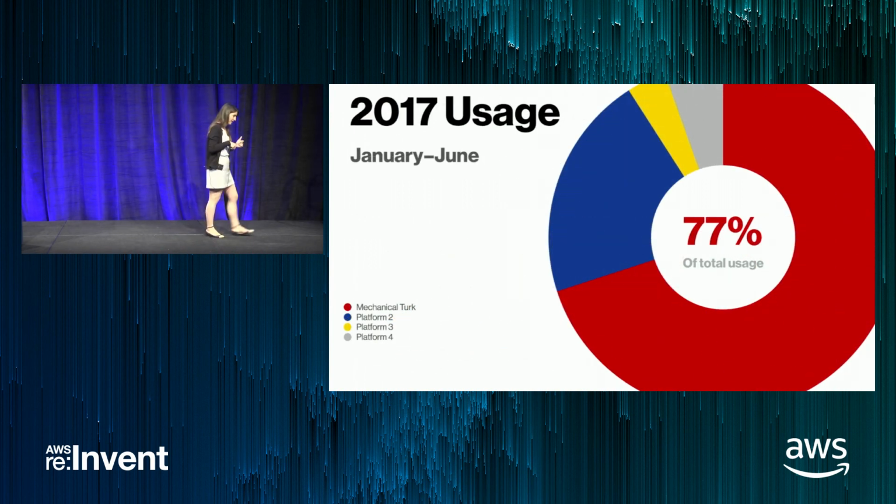And if you take a step back and you don't just think about English language content, because we're doing human eval in a lot of different areas, and you look at year-over-year growth from early 2016 to early 2017, our usage of Mechanical Turk actually increased by 184% and is now about 77% of our overall human eval efforts.